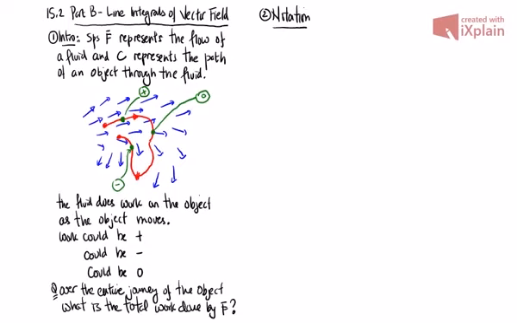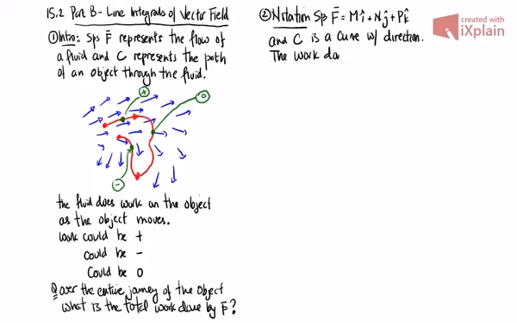The notation for this is sort of a weird one, and there are two different notations that are commonly used. Suppose F, like we did before, has components M, N, and P, and suppose C is a curve with direction. Then the work done by F on C, by F on the object that's following C, is denoted in two different ways. The maybe standard notation is just the integral over C of F dot dr.